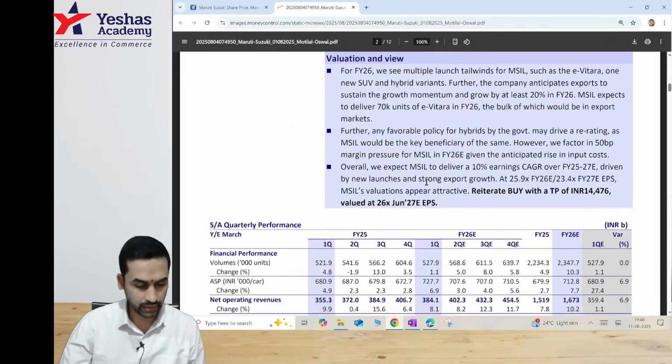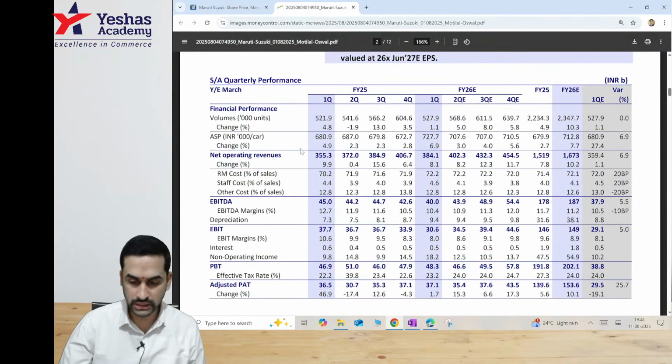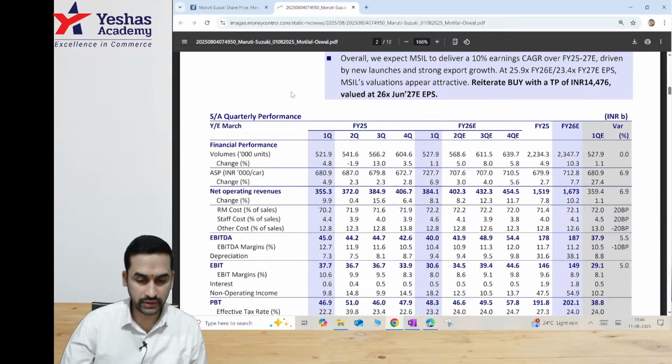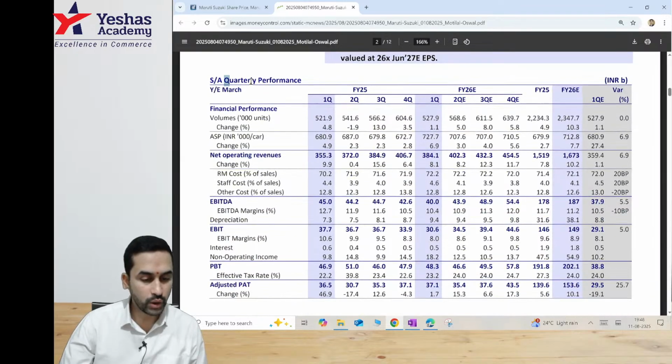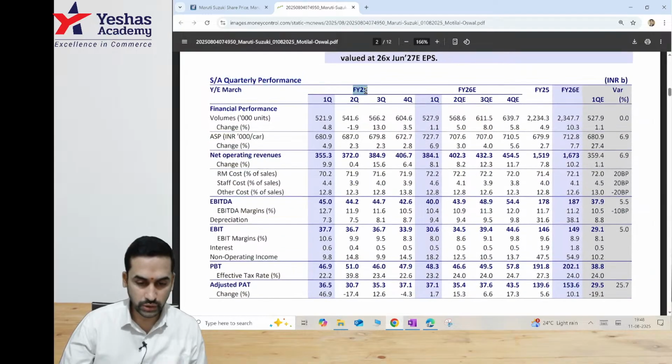And further, if you come down, a lot of numbers. This can be slightly difficult for you to understand everything in one go. But no problem. Spend time. Do it slowly. See what they have done. They gave quarterly performance. Financial year 2025.